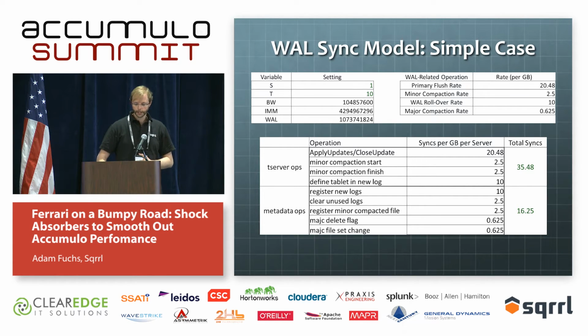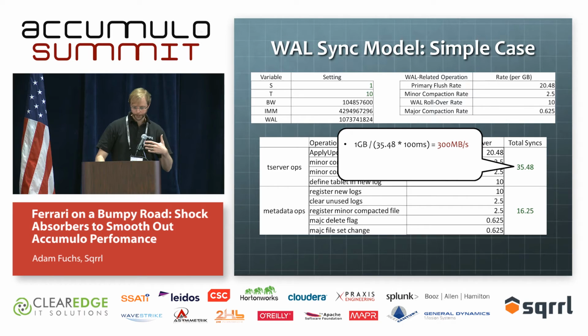From this, we can determine, and we've scaled per gigabyte here, that writing a gigabyte of data means I'm going to do 20 and a half write-ahead log syncs for that primary flush. Likewise, we're going to do 2.5 minor compactions. We're going to roll the write-ahead log 10 times here, which is basically one new write-ahead log accounted for with 10 tablets. Right, so each tablet gets rolled once. That's 10 tablet rolls here. And we're going to do about a half a major compaction at that rate.